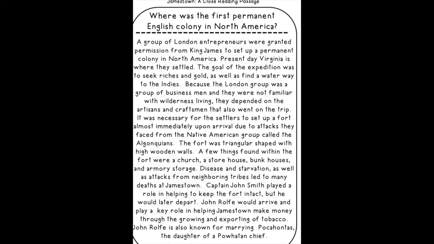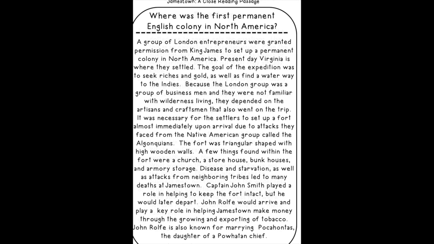Where was the first permanent English colony in North America? A group of London entrepreneurs were granted permission from King James to set up a permanent colony in North America. Present-day Virginia is where they settled. The goal of the expedition was to seek riches and gold, as well as find a waterway to the Indies. Because the London group was a group of businessmen and they were not familiar with the wilderness living, they depended on artisans and craftsmen that also went on the trip.